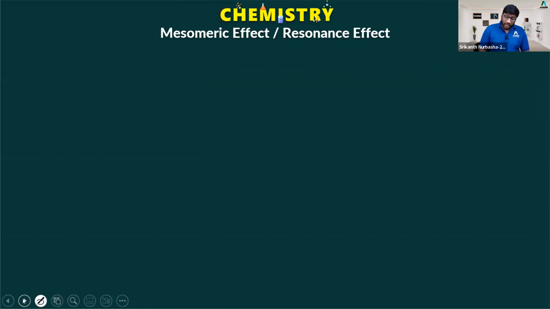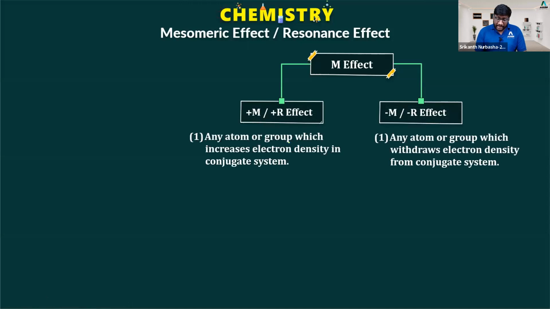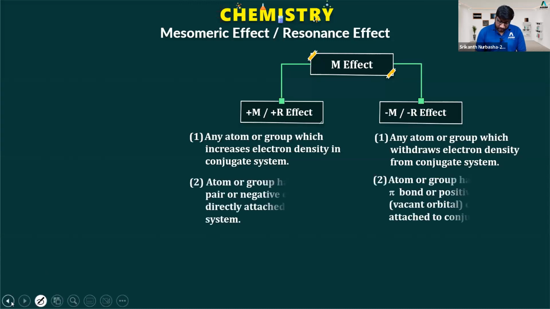So let us look at two types of groups now. Mesomeric effect is also categorized into plus M and minus M. Plus M means electron donating groups are there. Any atom or group which increases the electron density in the conjugate system is plus M. Any atom or group which withdraws the electron density from the conjugate system, that is minus M. We can also use minus R and plus R respectively.